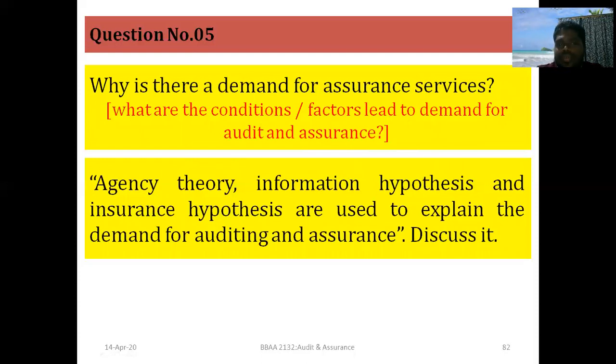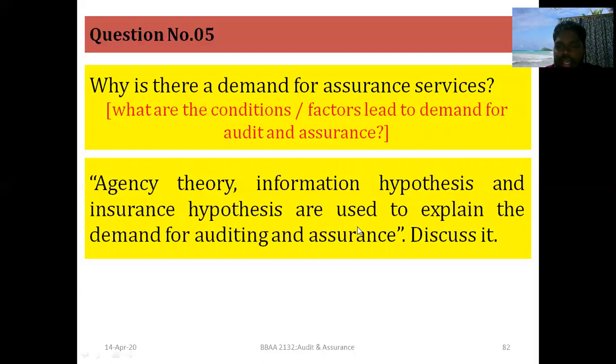Suppose the examiner asks the question this way, students are happy, no? They clearly see the factors, because the examiner wrote a clear question, no confusion, no ambiguity. But if they simply ask, why is there a demand for assurance service? Then there is trouble. What does the examiner ask? The person may ask about the necessities of auditing, or some conditions, or the theories.